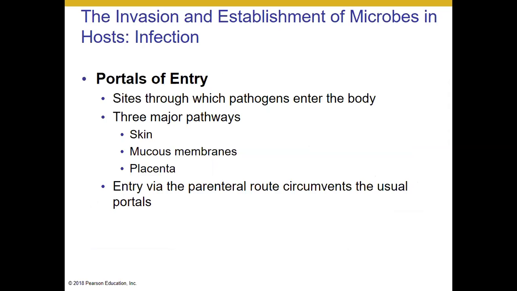And there are three major ways: the skin, the mucous membranes, and the placenta. And remember, when we talk about mucous membranes, there can be a lot of different areas. That can be urogenital, that can be digestive, and that can be respiratory. So there are a lot of things that I think we maybe sometimes forget are mucous membranes.